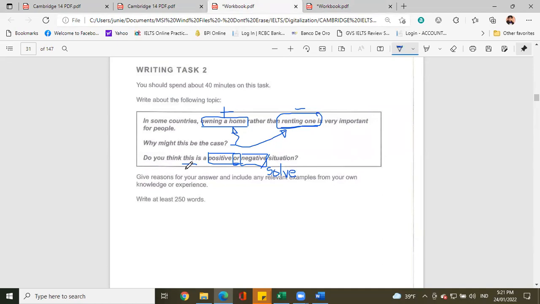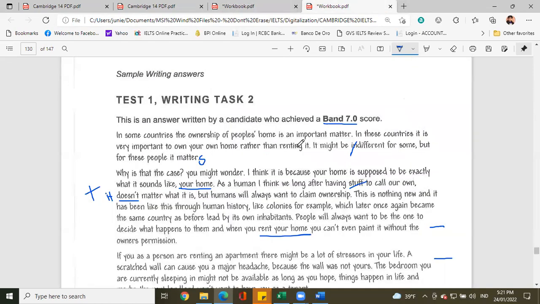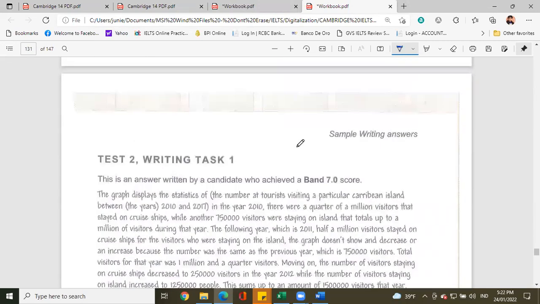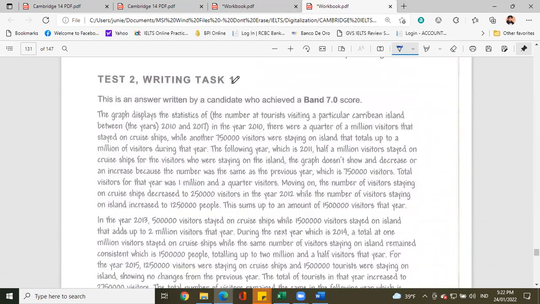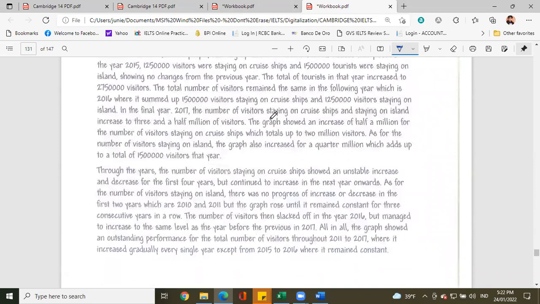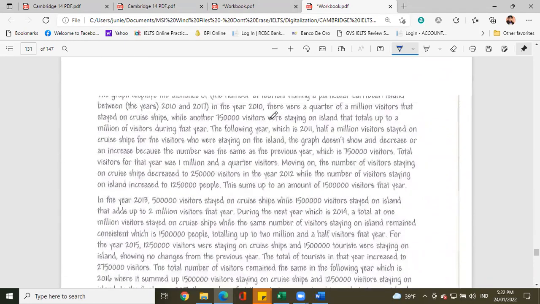Okay. Any questions? Let's go to another set. Any questions? And then let's do the listening. Oh my God, tingnan mo yung task 1 niya. Parang task 2 na haba. Woohoo! Any questions?